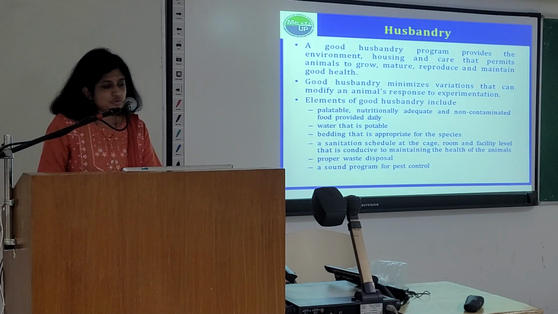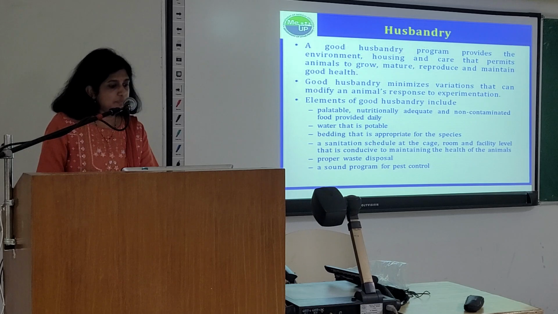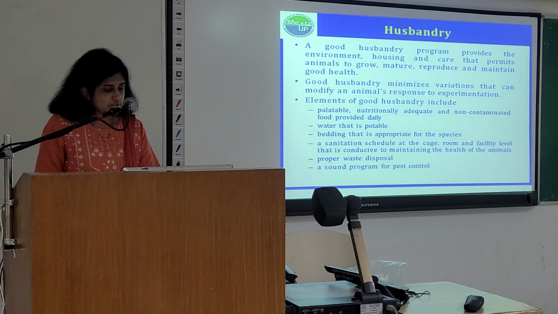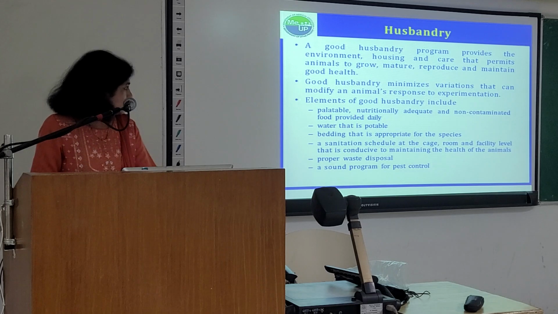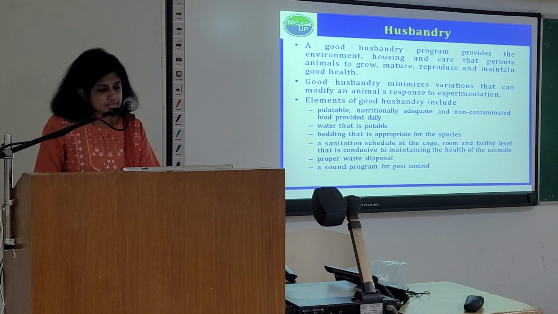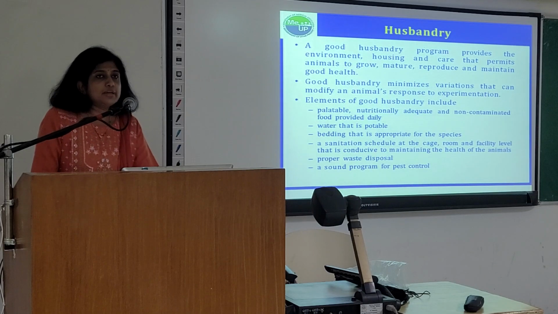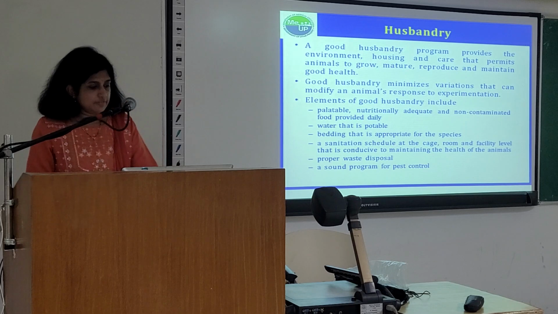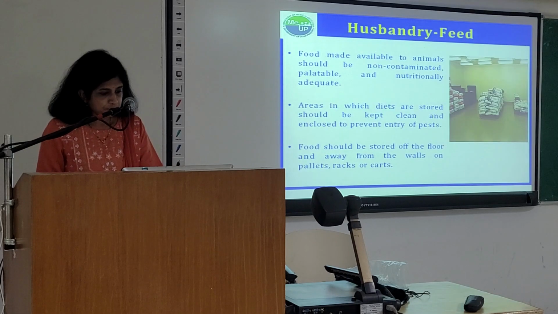A good husbandry program provides the environment, housing and care that permits animals to grow, mature, reproduce and maintain good health. Good husbandry minimizes variations that can modify an animal's response to experimentation. Elements of good husbandry include palatable, nutritionally adequate and non-contaminated food provided daily, water that is potable, bedding that is appropriate for the species, a sanitation schedule at the cage, room and facility level that is conducive to maintaining the health of the animals, proper waste disposal, and a sound program for pest control. These elements we will discuss in the coming slides one by one.